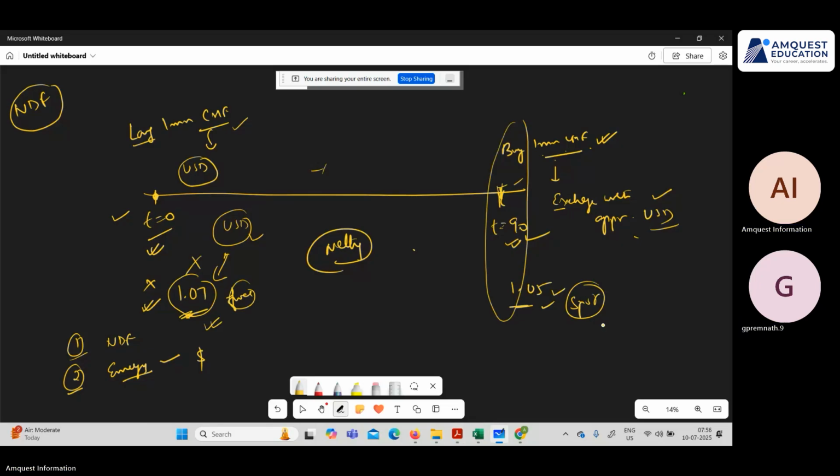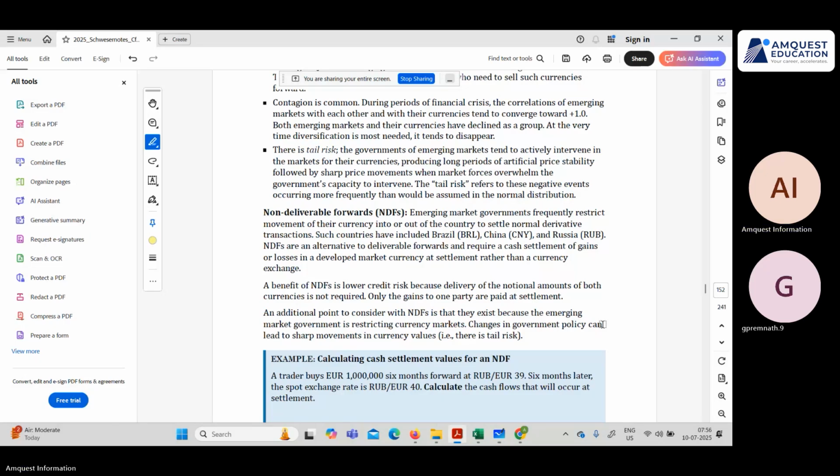Okay. So it says a trader buys euro 1 million 6 months forward at 39 RUB. Basically, this is the ruble, right? Whatever. Okay. So it says 6 months forward at 39. Yeah. And 6 months later, the spot exchange rate is 40. Calculate the cash flows that will occur at the settlement.